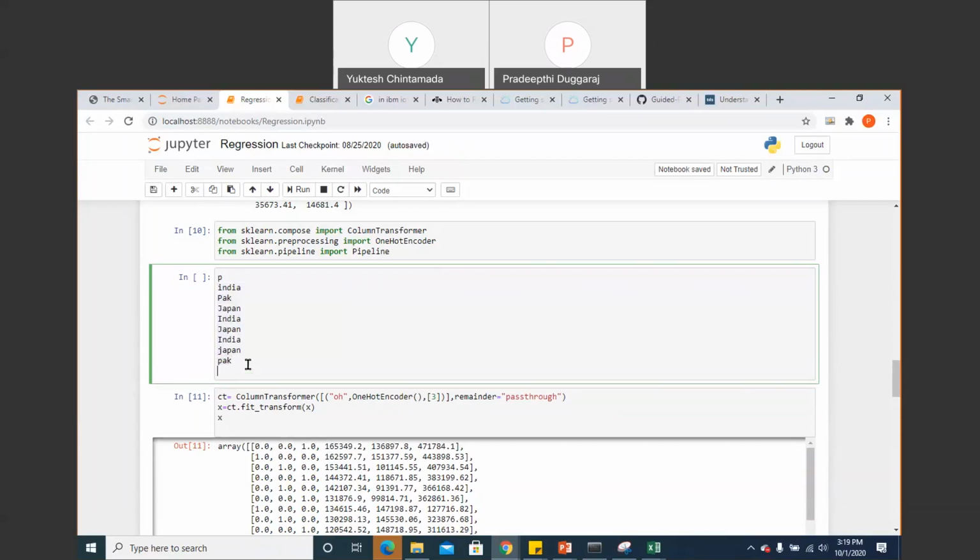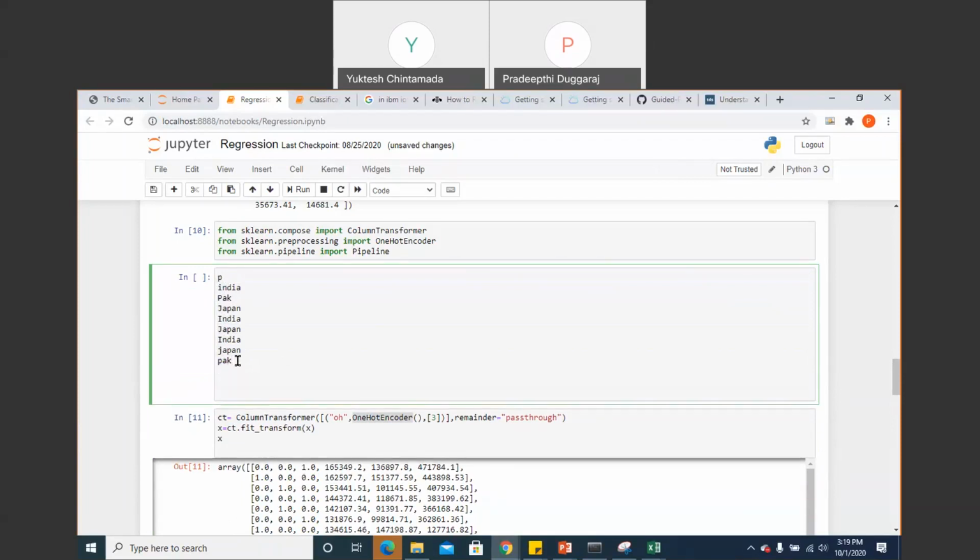At that time, what it does is, based on alphabetical order, it will create a number of columns equal to the number of categories. So can you please tell me what the categories in the P column are? India, Pak and Japan, right? So in alphabetical order, it will create 3 columns aside. What is the first alphabet? India. So the India column will be first. Next is Japan. Next is Pak.